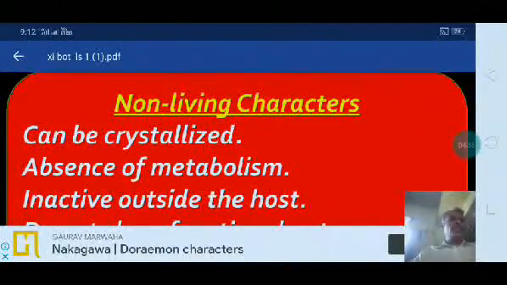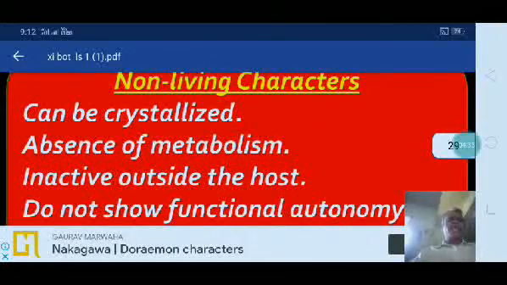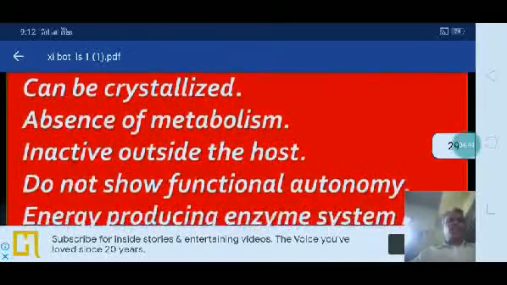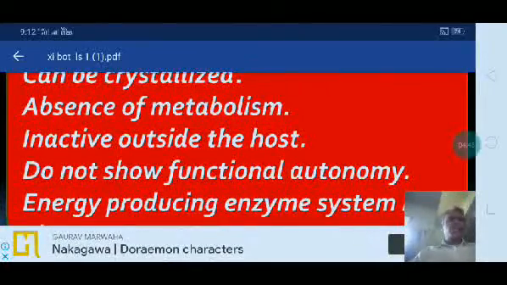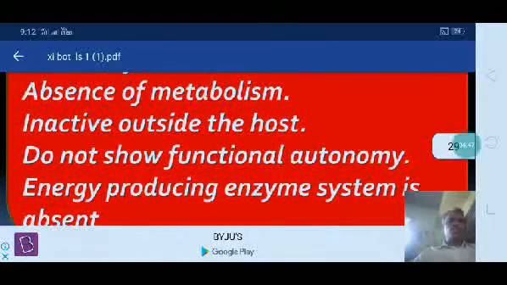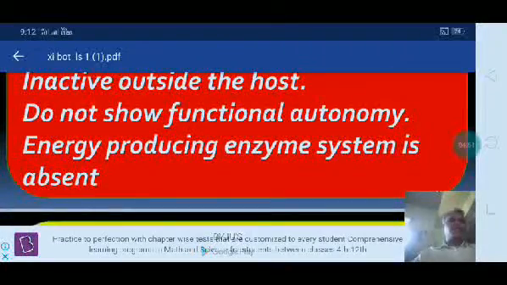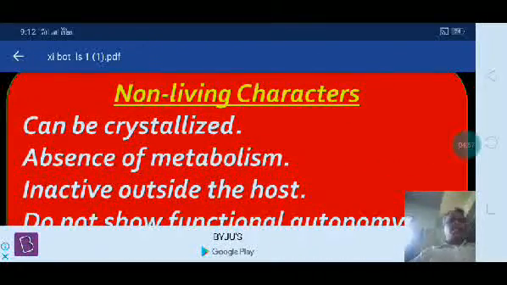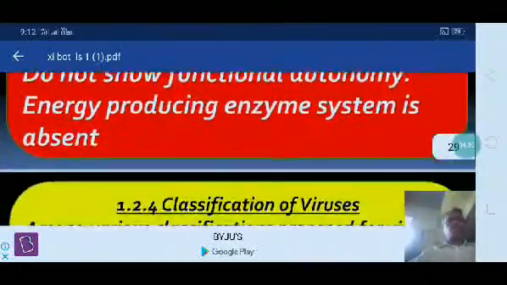And some non-living characters are also present. It can be crystallized. Absence of metabolism is also there in the non-living category. Inactive outside the host cell, they do not show functional autonomy. Energy producing enzyme system is absent in this non-living category. W.M. Stanley was the first to crystallize a virus, the tobacco mosaic virus.